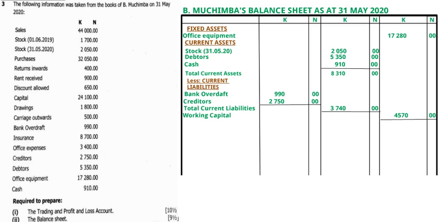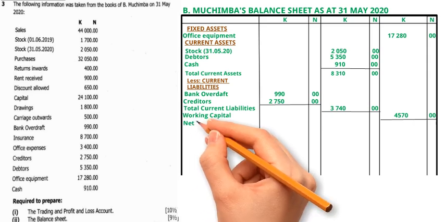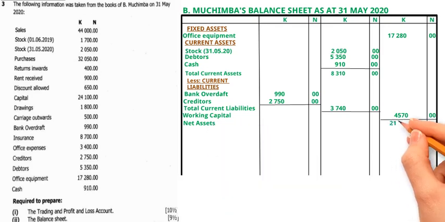4,570 kwacha, it will give us the net asset, which, when you punch that in your calculator, is 21,850 kwacha. So Mr. Bimsonda's net assets is 21,850 kwacha. Okay, now once we have done this, then we can go further and do this.